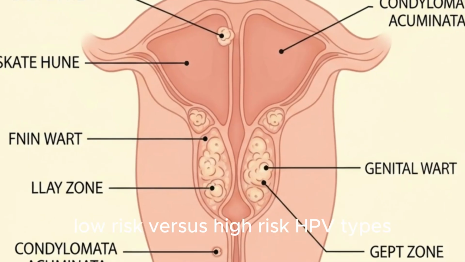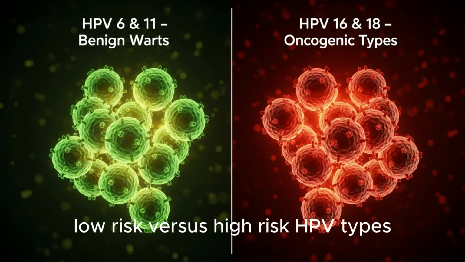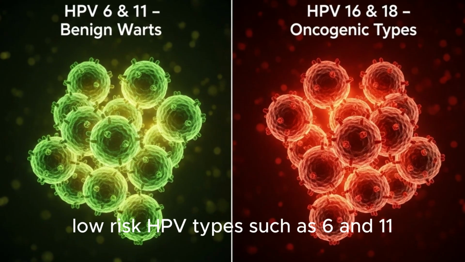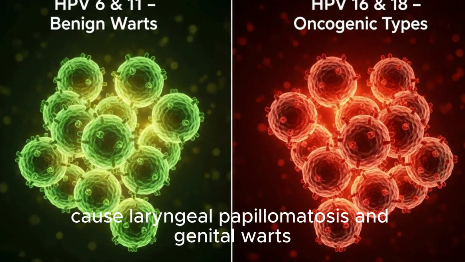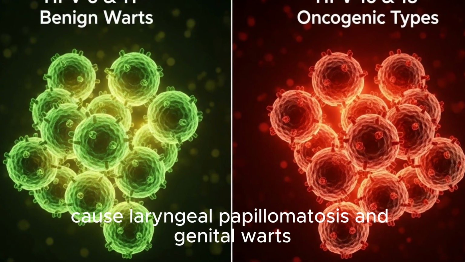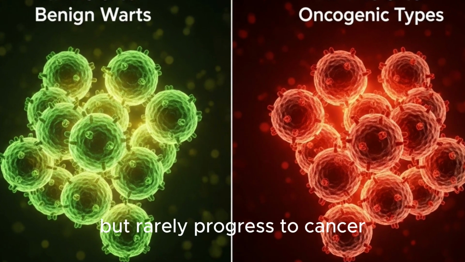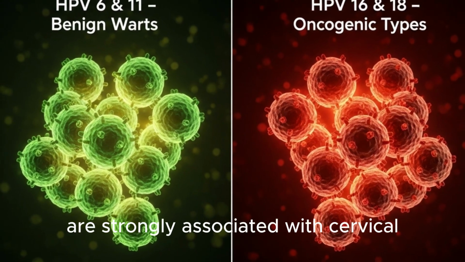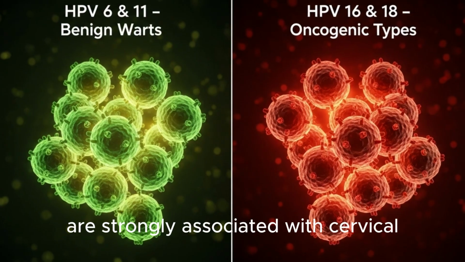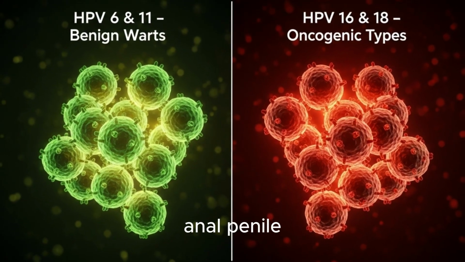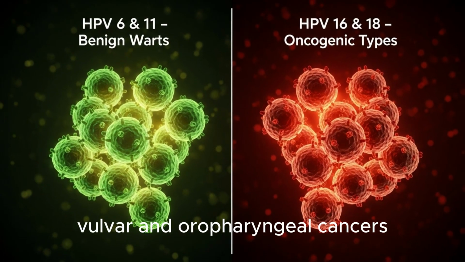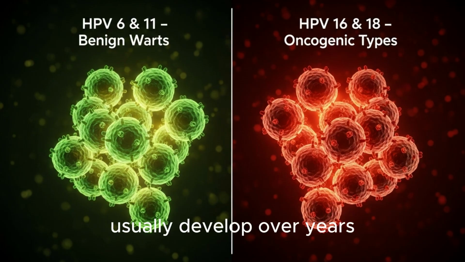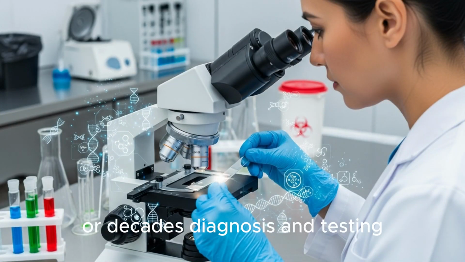Low-risk versus high-risk HPV types. Low-risk HPV types, such as 6 and 11, cause laryngeal papillomatosis and genital warts, but rarely progress to cancer. High-risk types, particularly 16 and 18, are strongly associated with cervical, anal, penile, vulvar, and oropharyngeal cancers. These malignant transformations usually develop over years or decades.